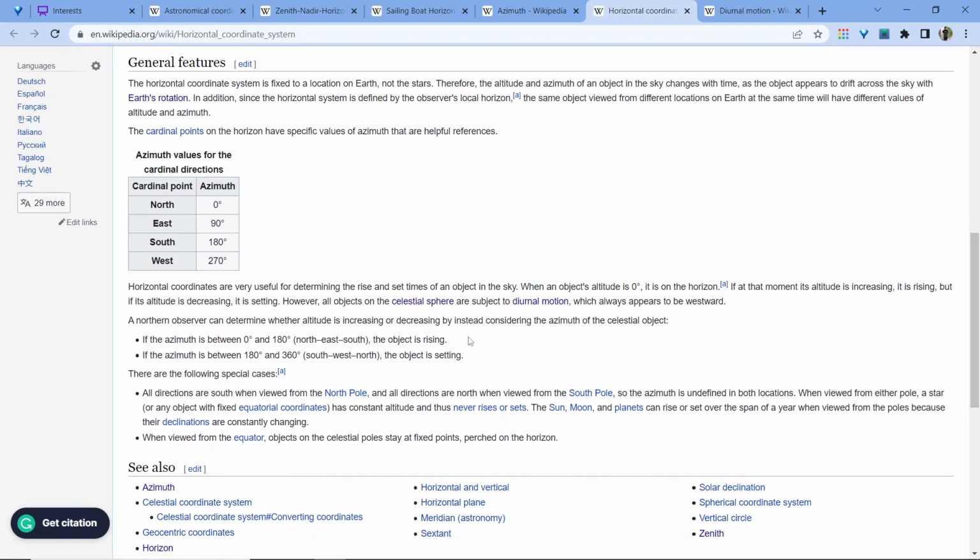There are the following special cases: all directions are south when viewed from the North Pole, and all directions are north when viewed from the South Pole, so that azimuth is undefined in both locations. When viewed from either pole, a star or any object with fixed equatorial coordinates has constant altitude and thus never rises or sets. The sun, moon, and planets can rise or set over the span of a year when viewed from the poles because their declinations are constantly changing. When viewed from the equator, objects on the celestial poles stay at fixed points perched on the horizon.